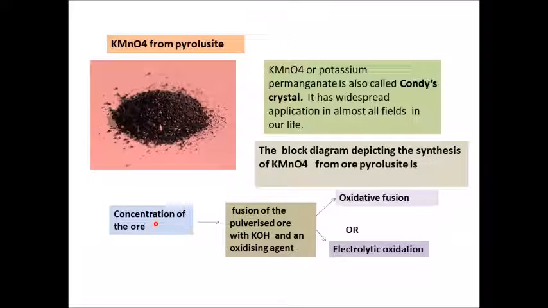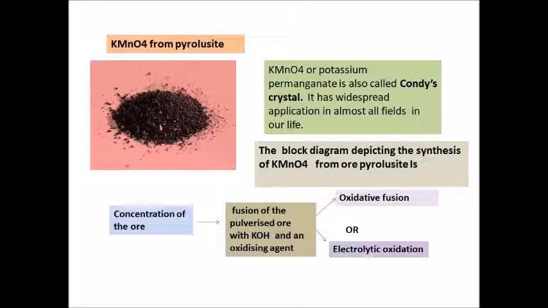represented as follows. First, concentration of the ore, then fusion of the pulverized ore. The pulverized ore is either allowed oxidative fusion, or we can also follow electrolytic oxidation. So after concentration, the fusion has to be done either by simple chemical reactions or by electrolytic reactions. That is the third step. Fusion is done with KOH and an oxidizing agent to convert MnO2 into manganate ions. Then we get the permanganate ions.